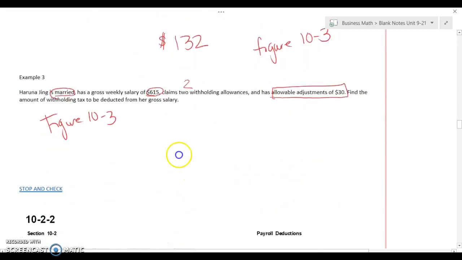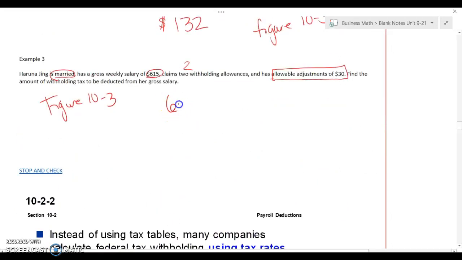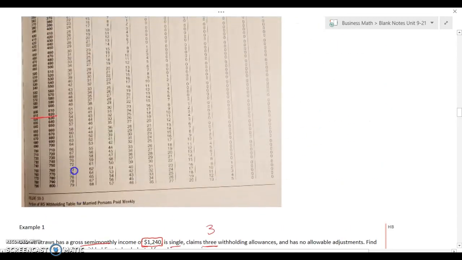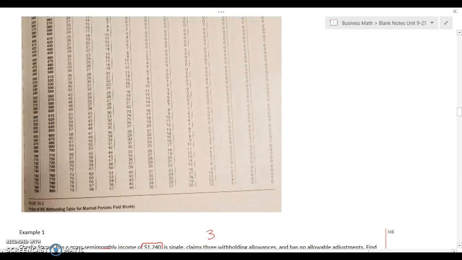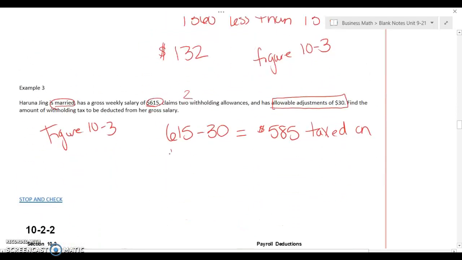Actually, no, hold on. Go back. We have to take the 615, subtract the $30 allowable. Don't forget about this. To say that 585 is what we are taxed on. So now we go back to the table and say, where does 585 fall? So I'm getting rid of that. 585 falls right here between 580 and 590. And claims 2, so I'm going to go over to this column, and it's $28. So they are getting withheld $28.